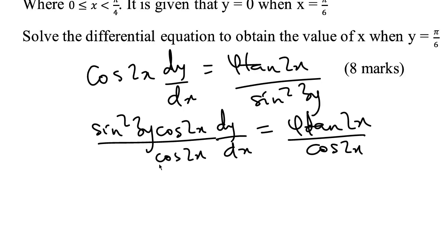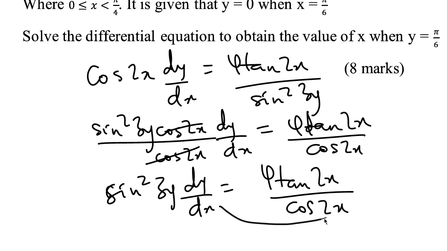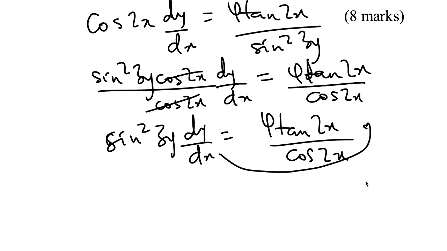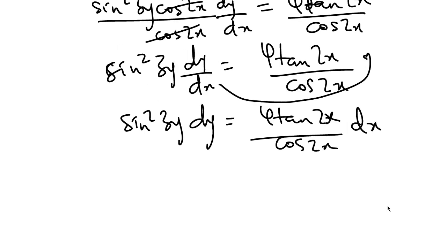what we're going to have is sine squared 3y dy/dx equals 4 tan 2x over cos 2x, and then we could move the dx over so that we just have dy on one side, dx on the other, and everything aligns. So that's 4 tan 2x over cos 2x dx. So that's it. Then to solve this, we take the integral of both sides.